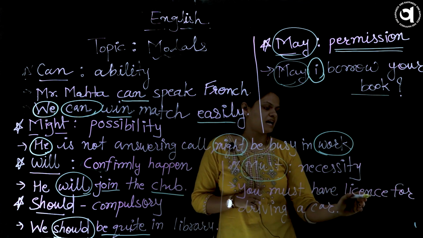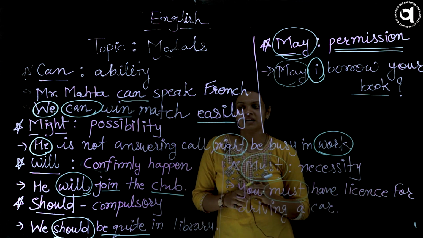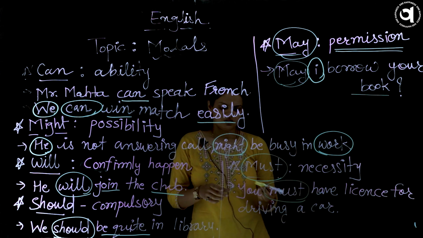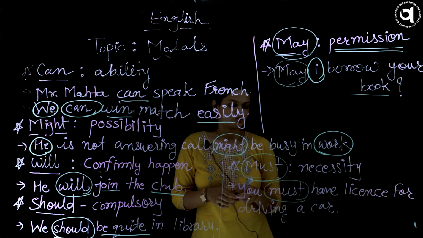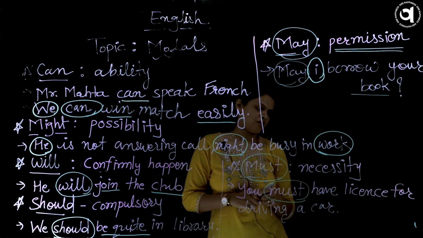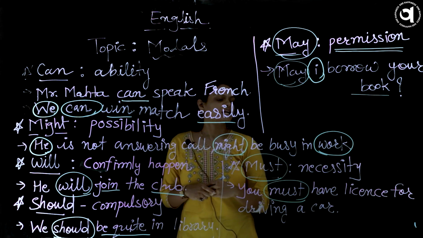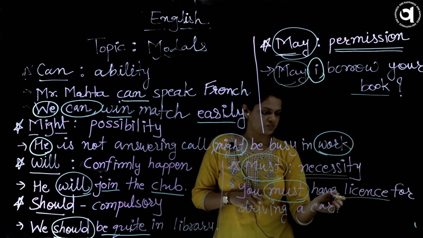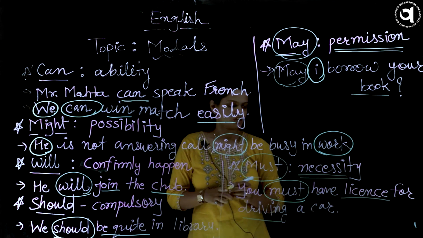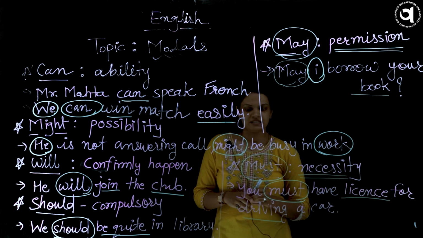You must have a license for driving a car. So we don't have any other choice. If I am driving a bike or car without my license, I have to pay a fine. So in that case, it's a necessity to have a license to drive a car. Whenever I use must in my sentence, it means the subject has to do that thing in the particular manner. So must is used to show necessity.